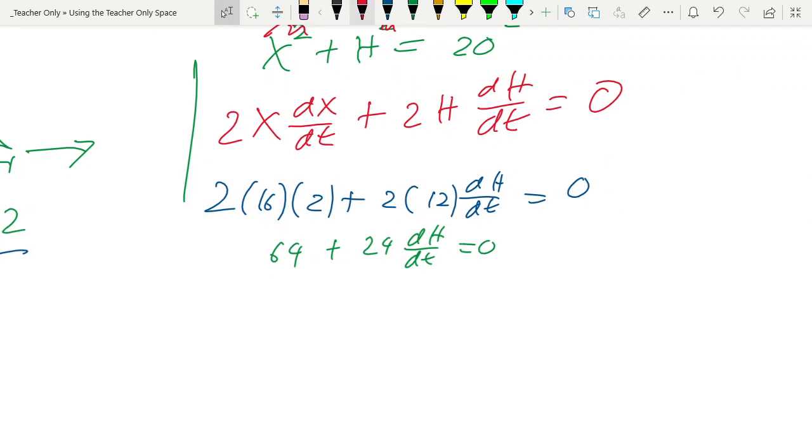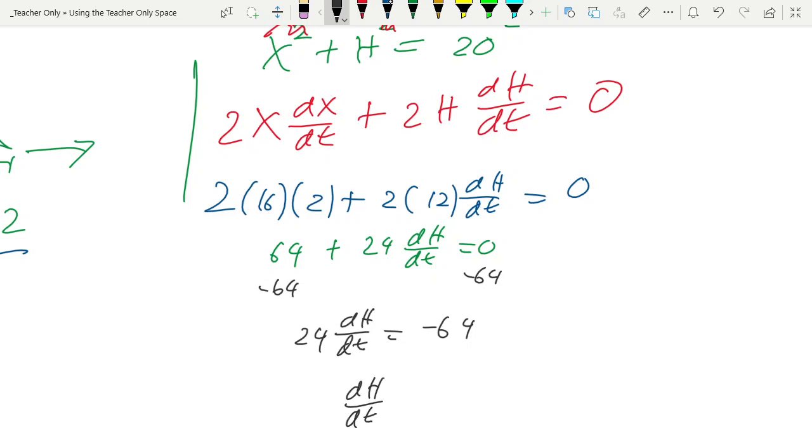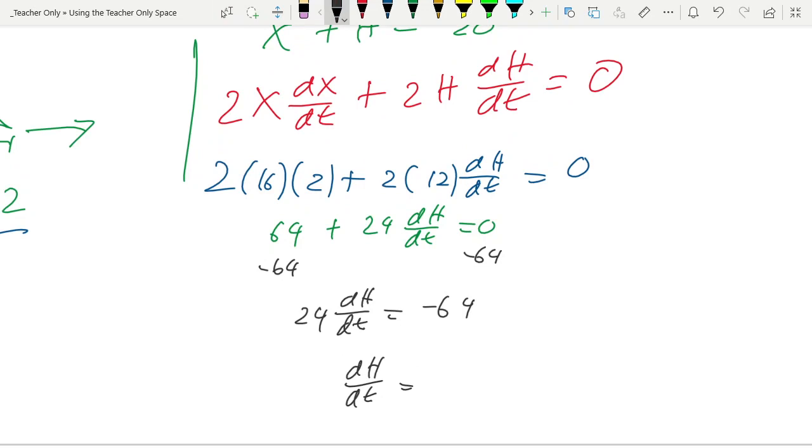And we're just solving for our dh dt now, so I'm going to subtract 64 from both sides. So that's going to give me 24 dh dt is equal to negative 64. And then dh dt is equal to, like I said, negative 64 divided by 24. We say what goes into them, and that's going to simplify down to negative 8/3.